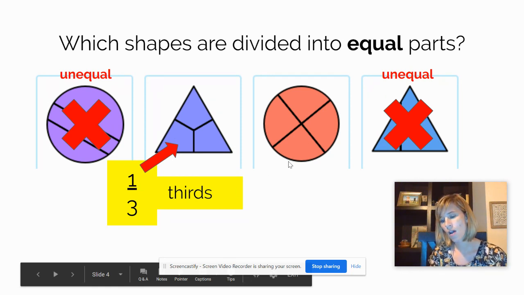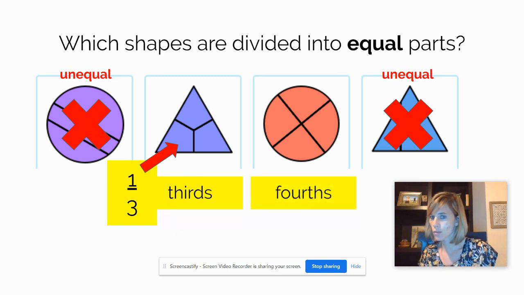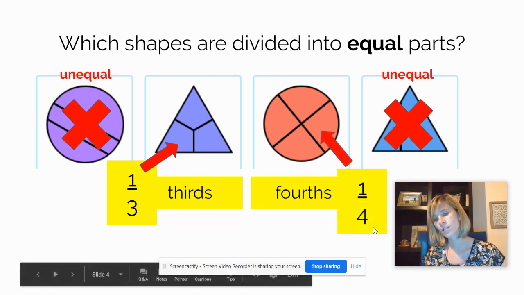Now let's focus on the circle. The circle is divided into 4 equal parts. So those are called fourths. But if I just want to focus on one part of the circle, I'm going to write my fraction this way: 1/4.